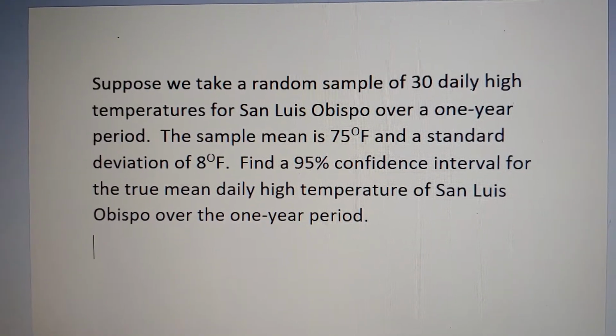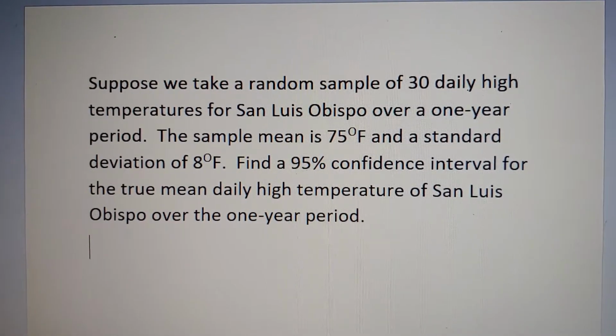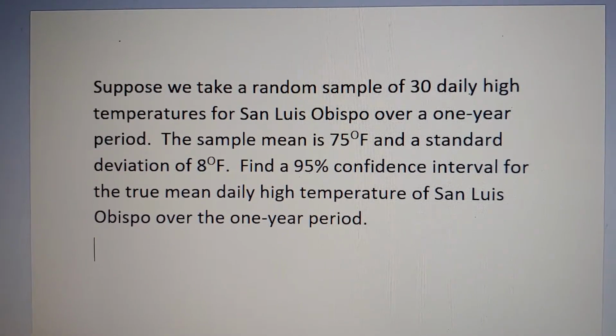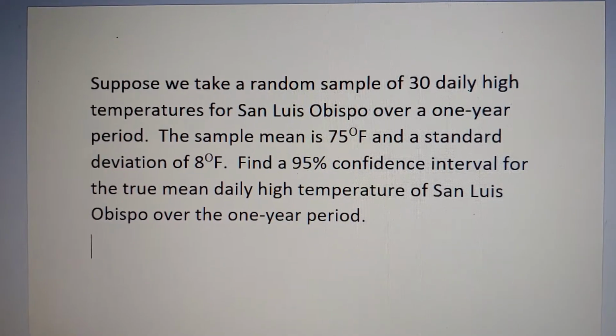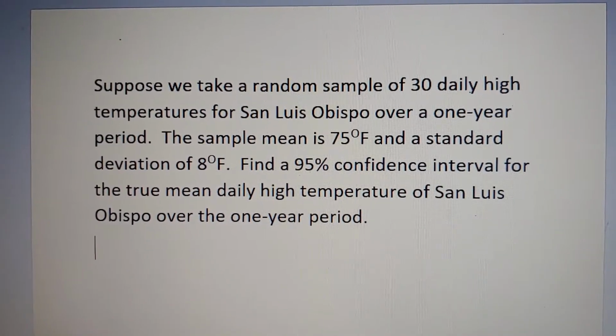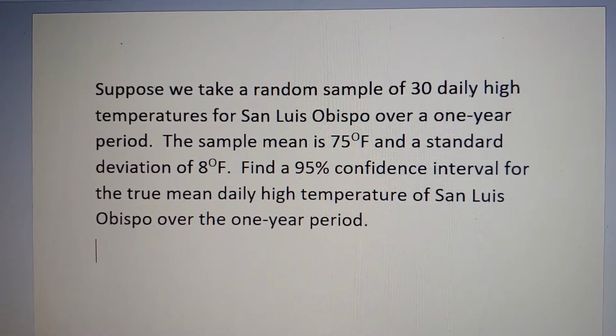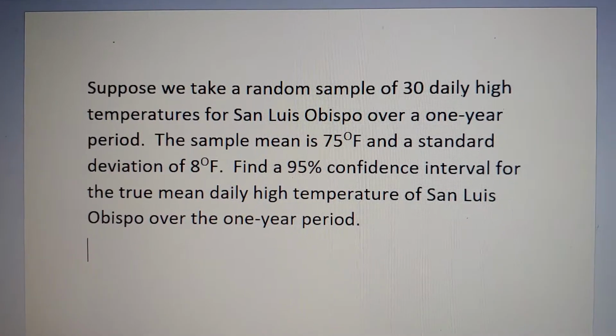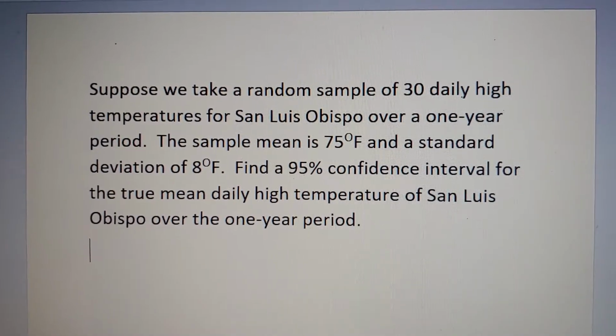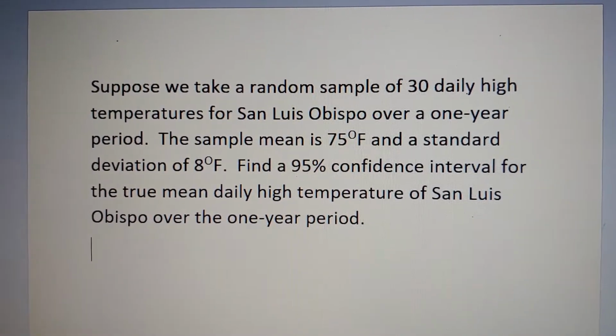So this is considered summarized, and the reason why this is summarized is, of course, it's not listed as a bunch of actual degrees. I have been told the mean is 75 and the deviation is 8 degrees. So this is important because listed data means that we have the 30 actual temperatures. So that will be the next video.